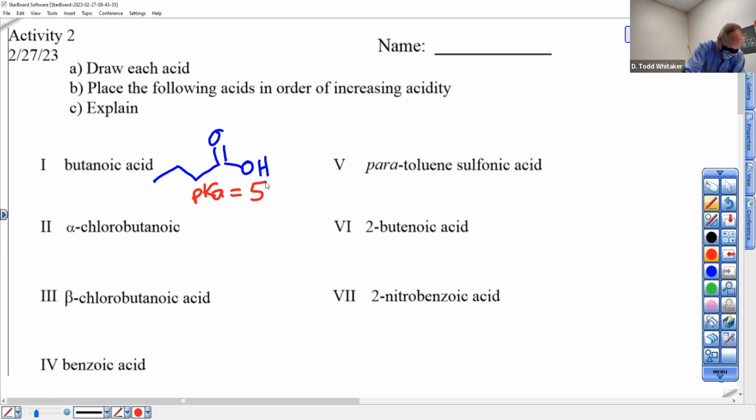Yeah, that's a normal carboxylic acid, right? 5. That's the only number I want you to learn, okay? Don't say, oh, he's going to make us learn more numbers. No. You know me in trends, right? Are you going up or down? That's the only important thing.